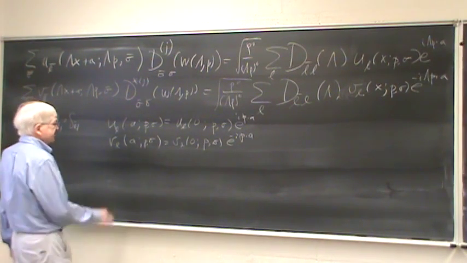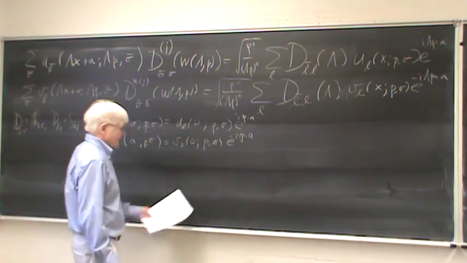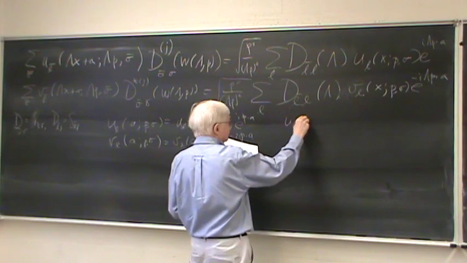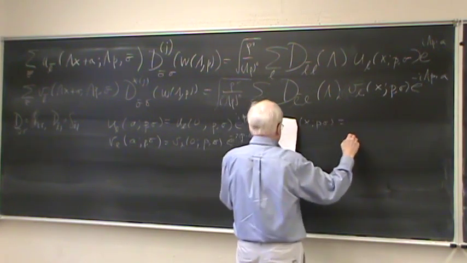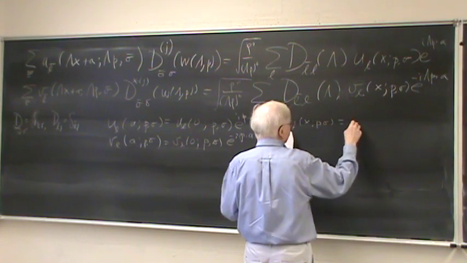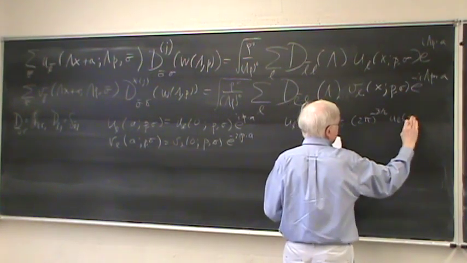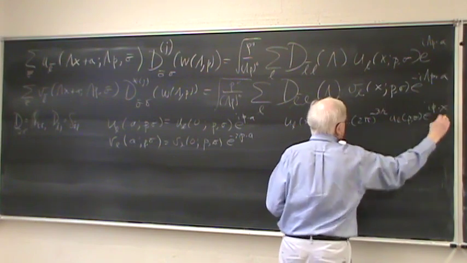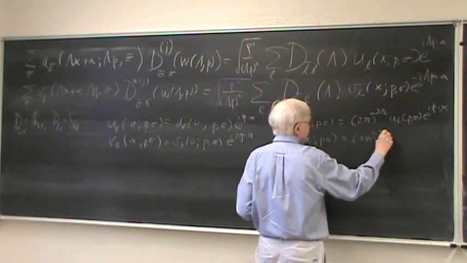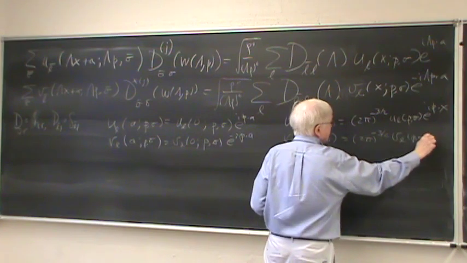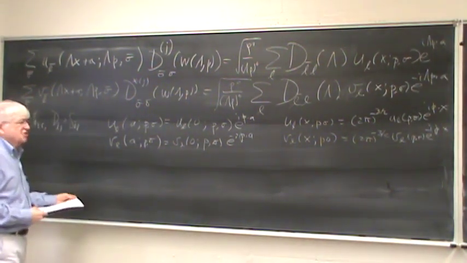So what this tells us is that the space-time dependence of the spinors is just a phase factor. That means that UL of x, p and sigma is just 2 pi to the minus 3 halves UL of p and sigma e to the i p dot x, and VL of x, p and sigma is 2 pi to the minus 3 halves VL of p, sigma e to the minus i p dot x. And the 2 pi's are just conventional.